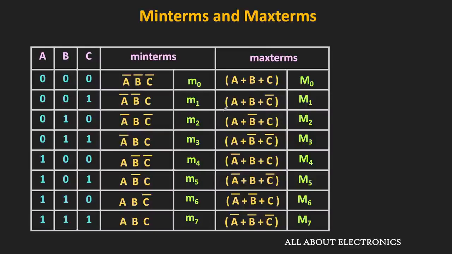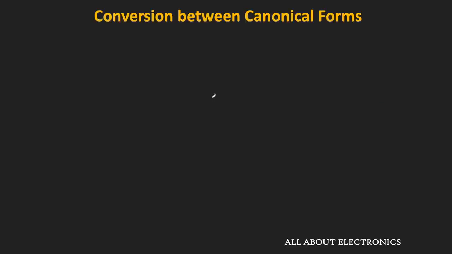For example, if you take the complement of this A plus B plus C, then we will get this A bar dot B bar dot C bar. Or we can say that this M0 bar is equal to m0. So in general, we can say that these min terms are the complement of the max term. So using this, we can convert any canonical SOP form into the equivalent POS form, and vice versa, we can convert any canonical POS form into the equivalent SOP form.